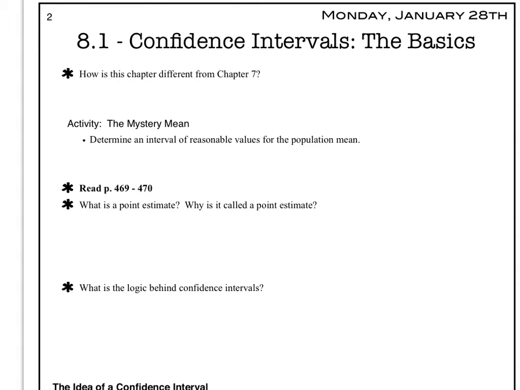So in Chapter 8, we're going to take this real-world approach. We're going to say all we have to work with is information about our sample. Based on this information about our sample, how do we go backwards and learn about our population or make estimates about our population? So that's how it's different.